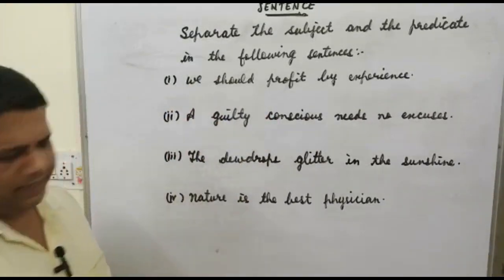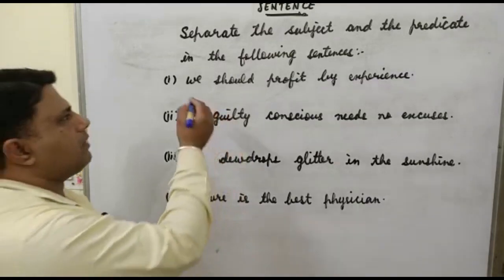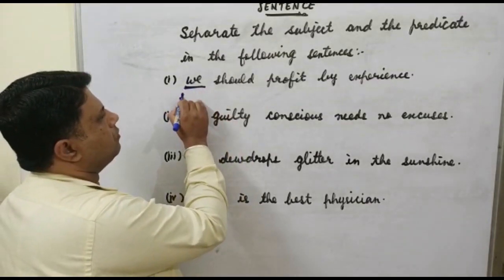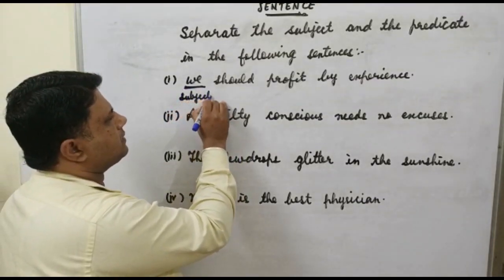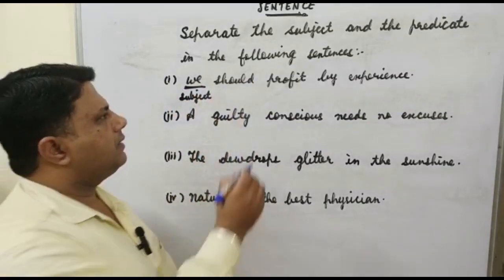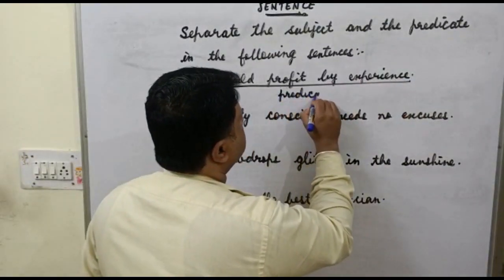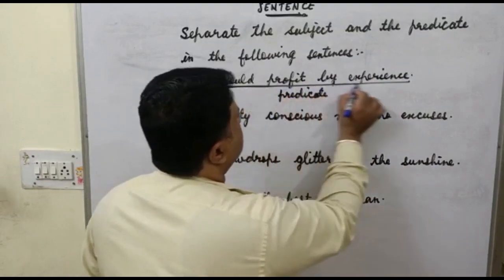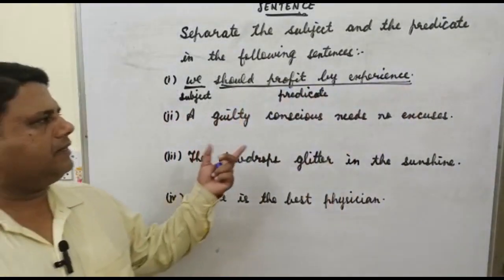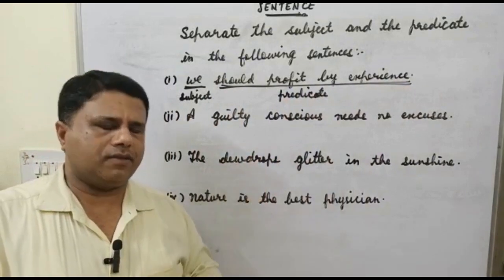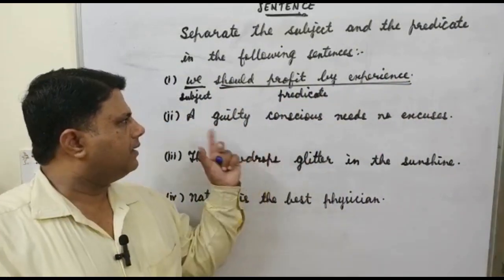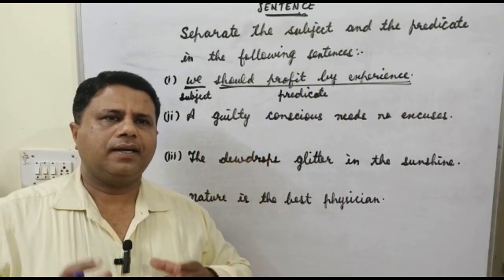We should profit by experience. So here we are talking about we. So we is the subject here. So what is the predicate? Should profit by experience. This is the predicate. Then the next sentence, a guilty conscience, sorry, every time I am saying conscious, needs no excuses.